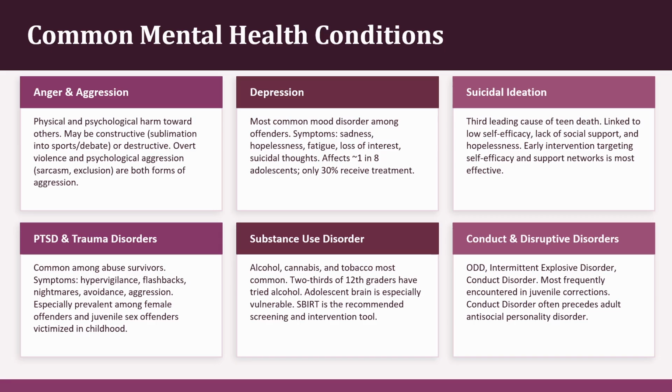Finally, the disruptive, impulse control, and conduct disorders are the diagnoses most frequently encountered in juvenile corrections. Conduct disorder is particularly significant because it often precedes adult antisocial personality disorder. These youth violate the rights of others, destroy property, lie and manipulate, and engage in serious violations of social norms, often beginning before the age of 13.